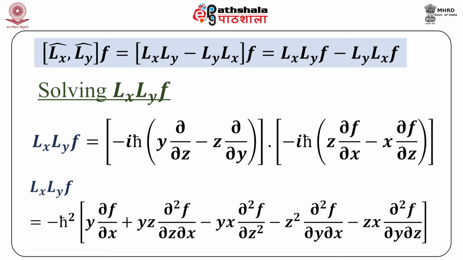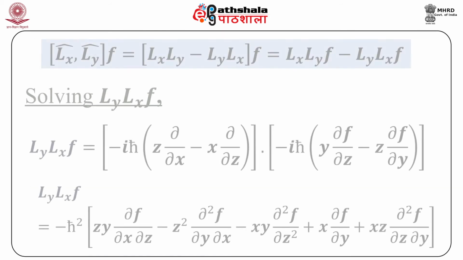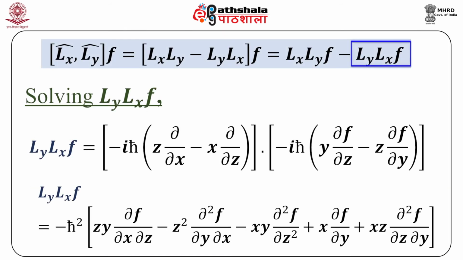f by del z). On solving this, we get minus h cross square (y del f by del x plus yz del square f upon del z del x minus yx del square f upon del z square minus z square del square f upon del y del x minus zx del square f upon del y del z). Now we solve the right hand side term Ly Lx f.